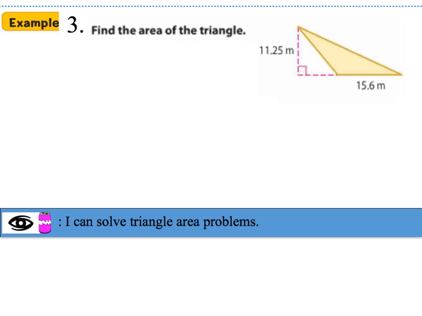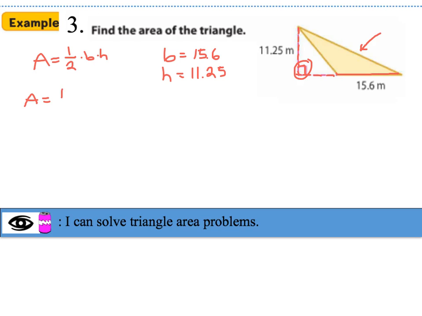So let's go ahead and write area equals 1/2 times the base times the height. And let's take a look at the information that we have. We have a base, which is this bottom line right here, because it extends out. So that's 15.6. And our height, it's not this slanted side, it's the one that stands straight and tall up and down, and it also touches the 90-degree box. So our height is equal to 11.25. So let's go ahead and plug these items inside of our formula.